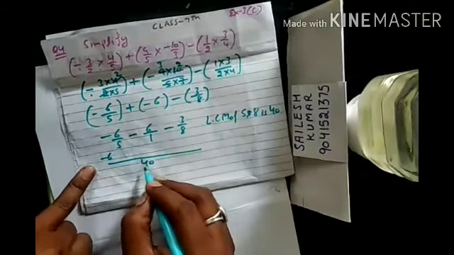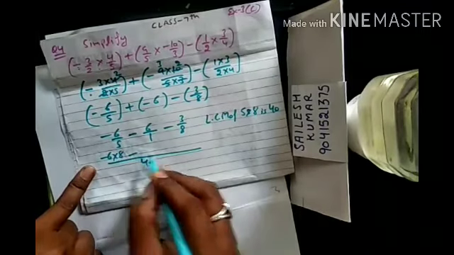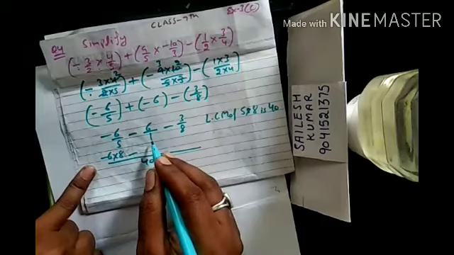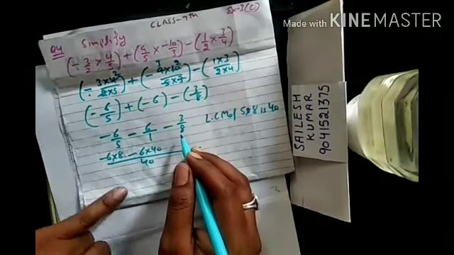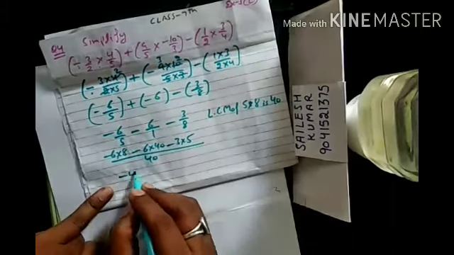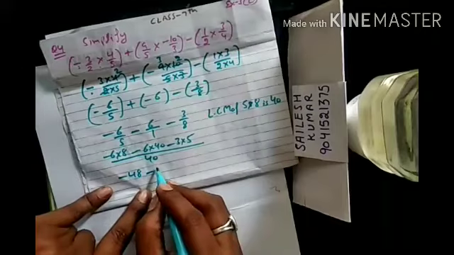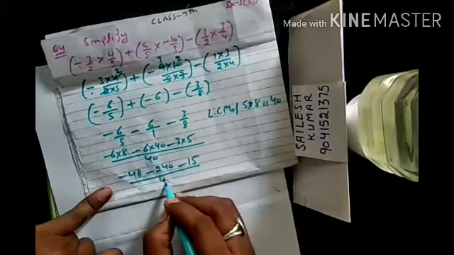Now 40 will be divided by 5, we will get 8, 8 multiply with 6. Now 40 divided by 1, that is 40, therefore multiply with 6, and 40 divided by 8, that is 5, 5 multiply with 3. Now 6 times 8 is 48, minus 240, minus 15 over 40.